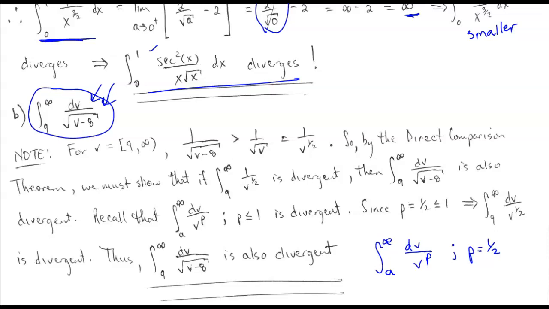Since our function looks very close to one of those special case ones, we need to see if the special case function is going to be the big function or the little function. We will use either the direct comparison theorem or the limit comparison theorem to figure out whether that integral converges. From v equals 9 to infinity, 1 over the square root of v minus 8 has bigger y values than 1 over the square root of v. That's because v minus 8 is a smaller number than v, so I'm dividing 1 by a smaller number, which makes the result larger. Also, 1 divided by the square root of v is the same as 1 over v raised to the 1/2.